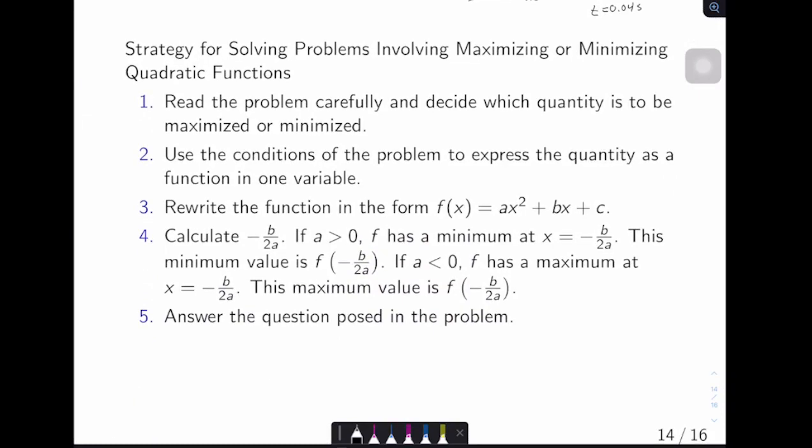Okay. Strategy for solving problems, maximizing. All right, read the problem carefully and decide which quantity is to be maximized or minimized. Use conditions of the problem to express the quantity as a function in one variable. Rewrite the function in the form of f of x is equal to ax squared plus bx plus c. Calculate your vertex, then answer the question posed in the problem.